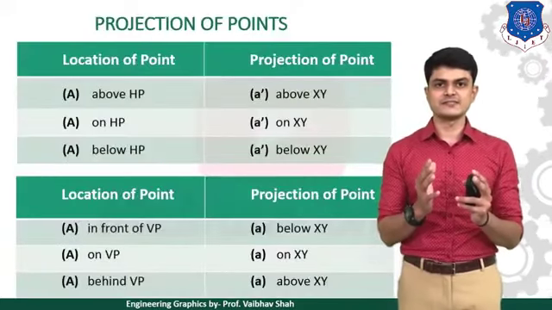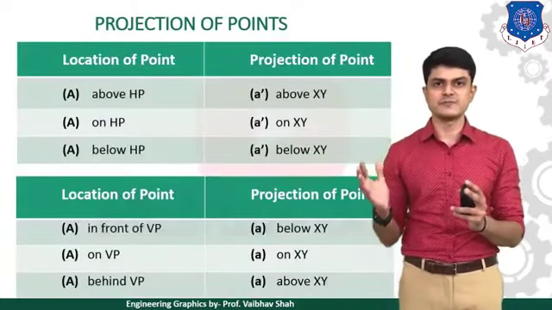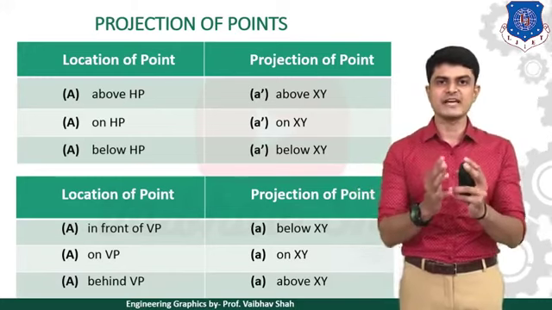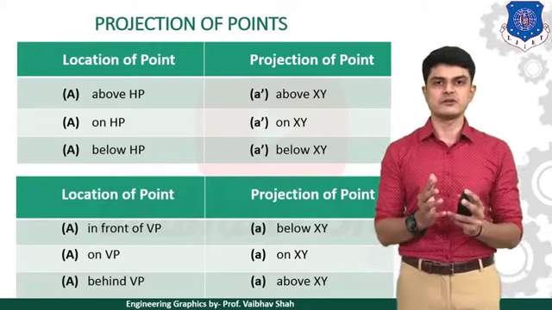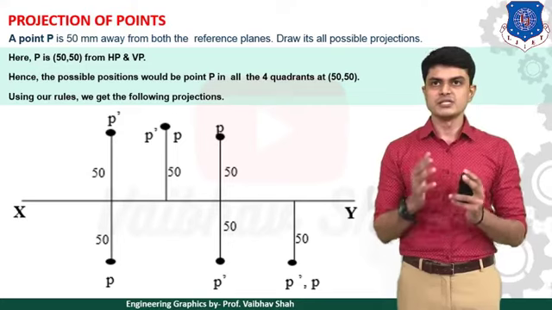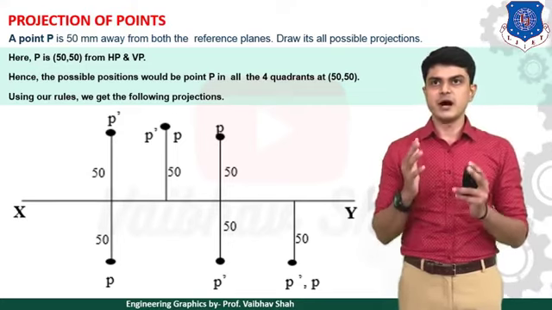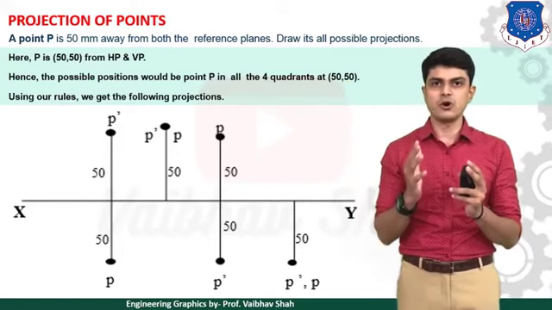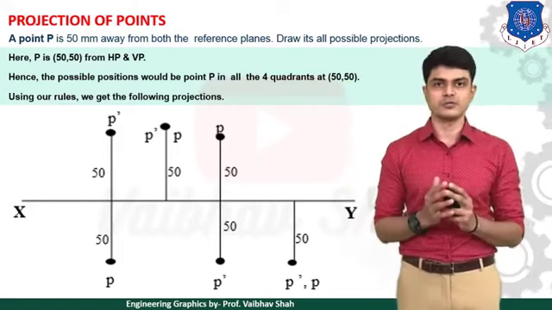So once again, let us refresh this table. We have two tables with respect to HP and VP. You need to remember this table in order to solve any example based on projection of points, right? So let us move ahead and solve one more example. Projection of points. A point P is 50 mm away from both the reference planes. Draw all its possible projections.